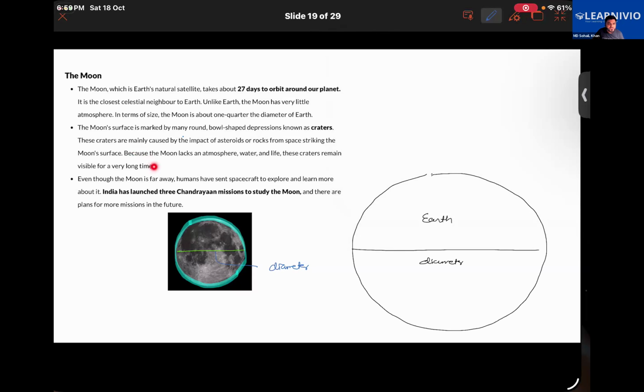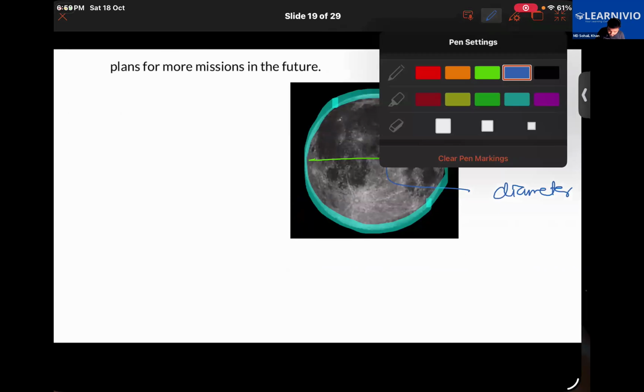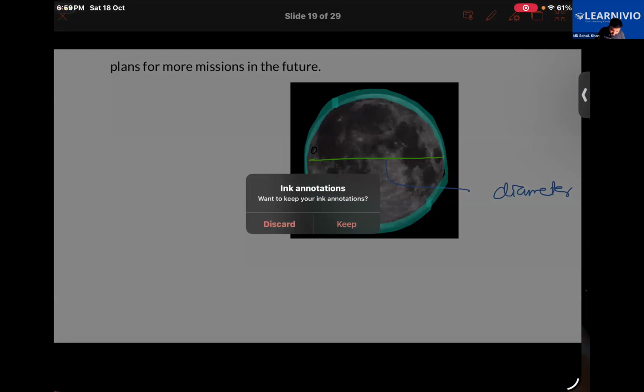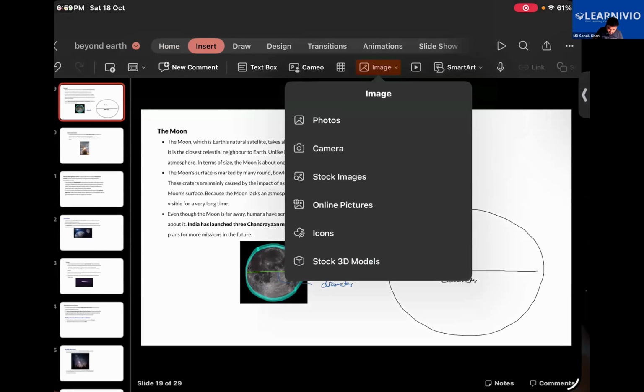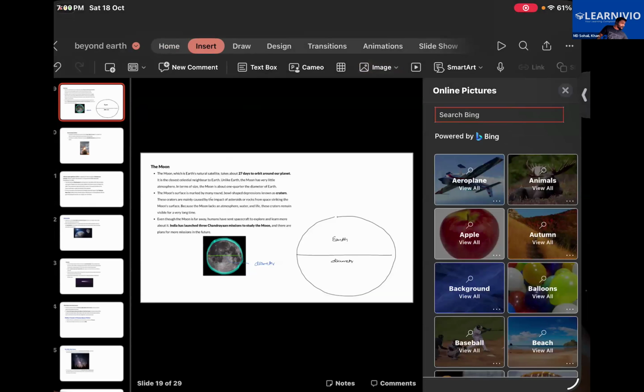Further, the moon surface is not even. On the moon surface, you will see so many craters. If you look at the zoomed view of the moon, you will find so many craters. Now the question is, how were these craters made? You have studied about that. That's very good.